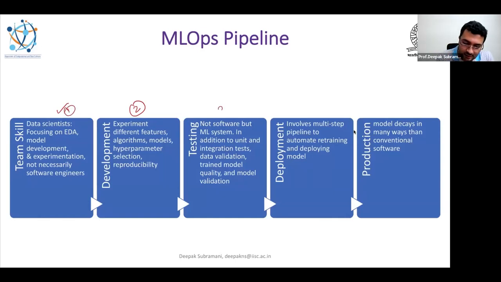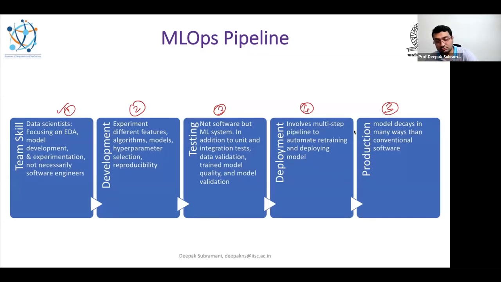Then testing, deployment, and production. This is where the operations part comes in. Testing is where the AI merges with the MLOps part. In addition to unit and integration tests, you need to do data validation tests, trained model quality, and model validation. All of these things are needed. You have to feed that back into the development process itself and develop new versions of the AI models. And then you deploy and put it into production. So that's the whole pipeline of ideas that follow in the MLOps framework.